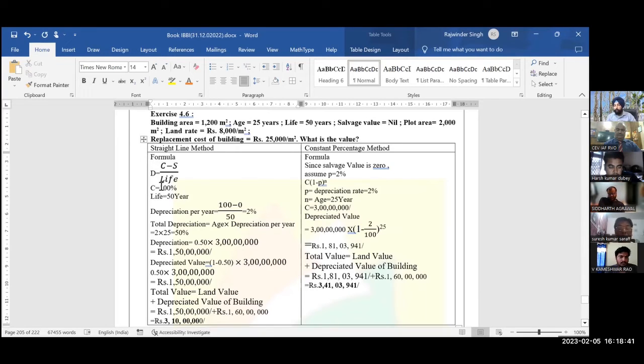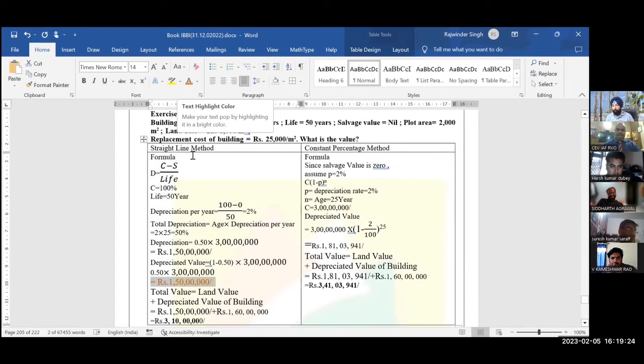In the straight line method, the formula is (C minus S) upon life. C is 100%, and we can calculate in terms of money or in terms of percentage also. 100 minus S, where S is 0 because the salvage is nil, so 100 upon 50, that is 2% every year, and total depreciation is 50%. Your depreciation is 1 crore 50 lakh, and the depreciated value is also 1 crore 50 lakh. So the depreciated value of the building by the straight line method comes out to be 1 crore 50 lakh.